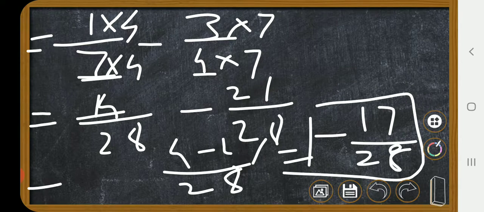Did you understand? To do the addition or subtraction of fractions, the denominator should be the same. That is the first very important criterion.